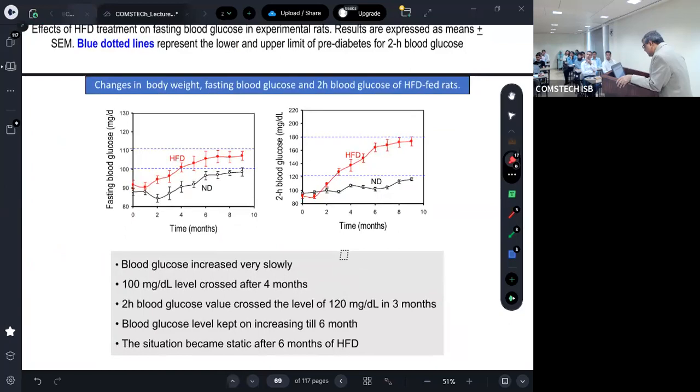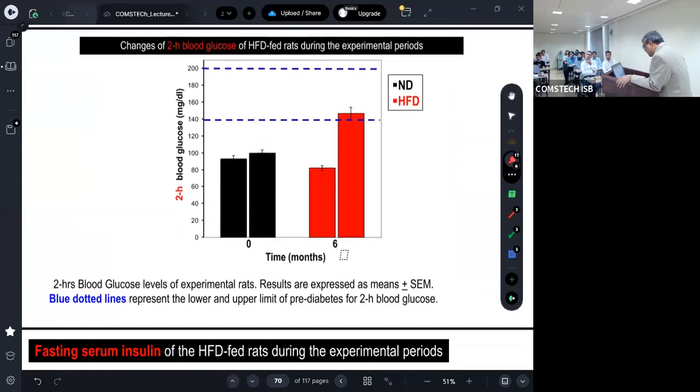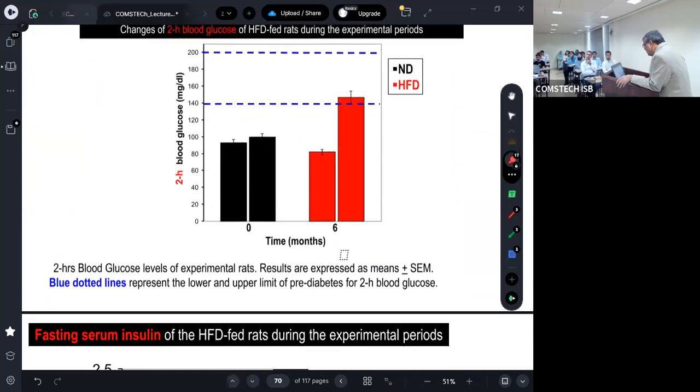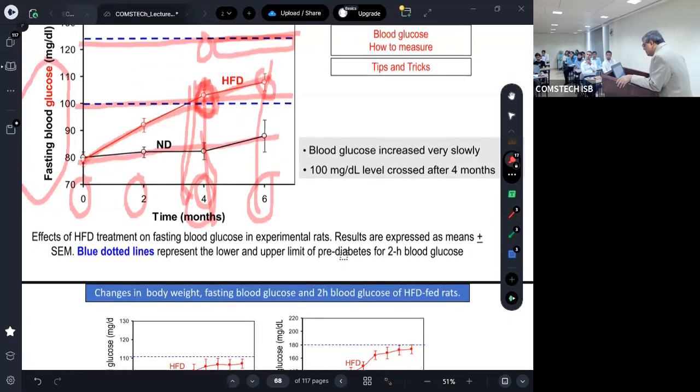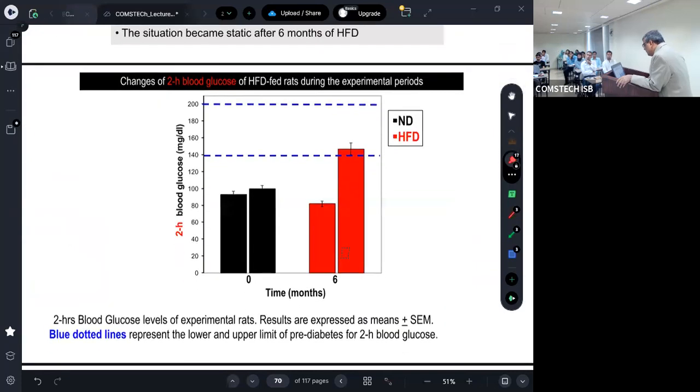Now, we came to this point here. We also measured: 1 month, 2 month, 3 month, 4 month, 5 month, 6 month. Now we got it. We measured blood glucose also at 0 month and 6 month, as well as at the other time points.